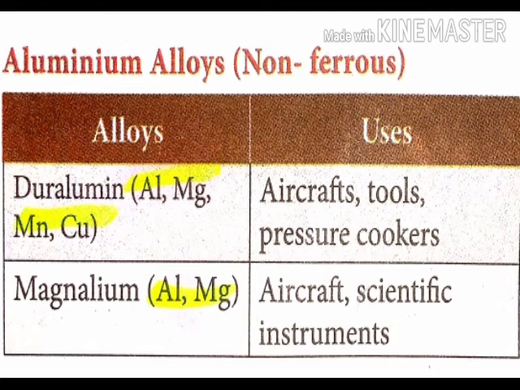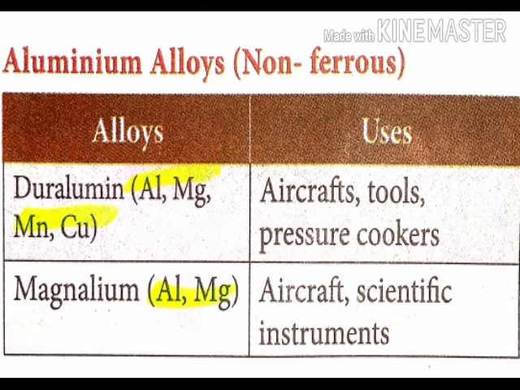Like the instruments used in science labs, we are using this for making scientific instruments. So copper alloys, that's brass and bronze, and aluminum alloys, duralumin and magnesium. So these two groups of metal alloys are non-ferrous alloys because iron is absent in the alloy.